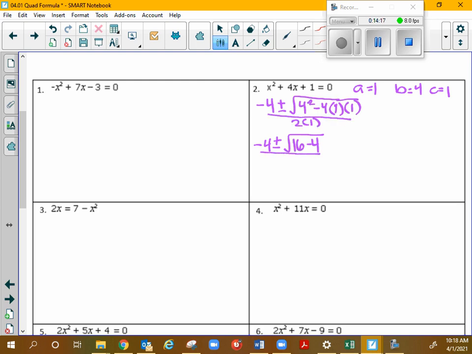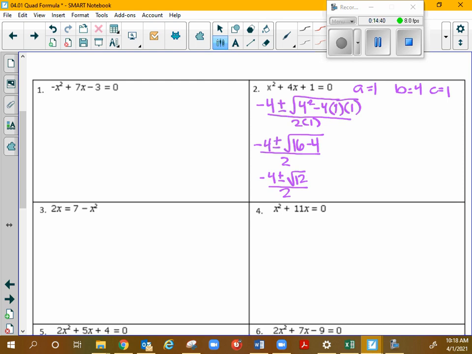So what's my denominator? 2. So I have the expanded version up on the board. So this is expanded, that's simplified. Now, 16 minus 4, 12. So negative 4 plus or minus the root of 12 over 2.